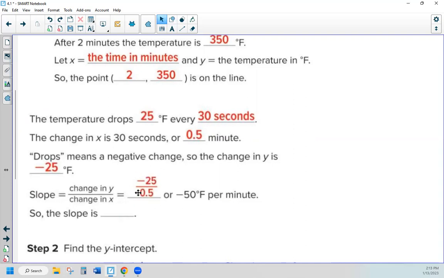And then when you divide negative 25 by 0.5, that is going to give us negative 50 per minute. That right there is our slope. So our slope is negative 50. That should kind of make sense.